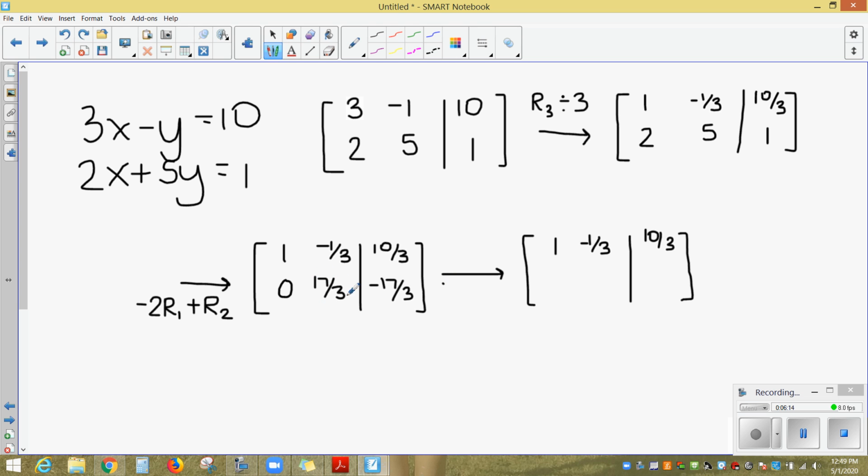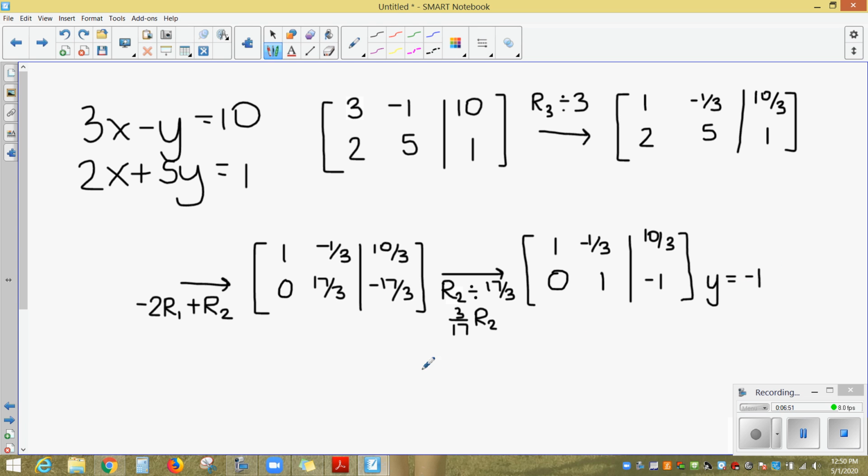Now to get a 1 here, where the 17/3 is, we can either write down that we're dividing everything in that row by 17/3, or dividing by 17/3 is the same thing as multiplying by 3/17. But 0 times or divided by anything is still 0. Dividing 17/3 by itself gives me 1, and negative 17/3 by positive 17/3 gives me a negative 1. So the bottom equation says 1y equals negative 1.